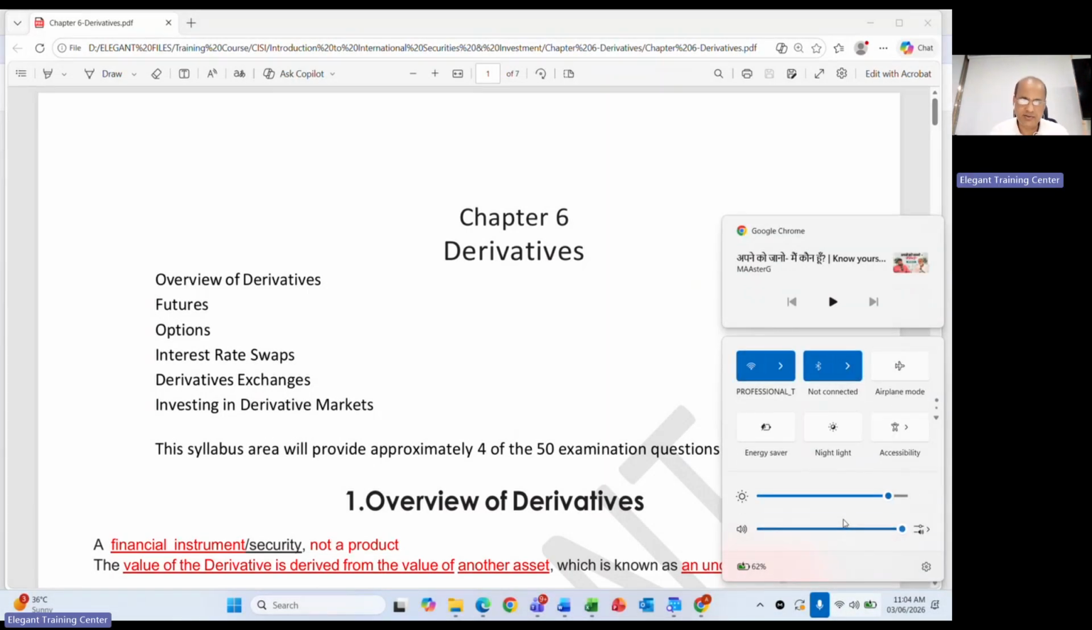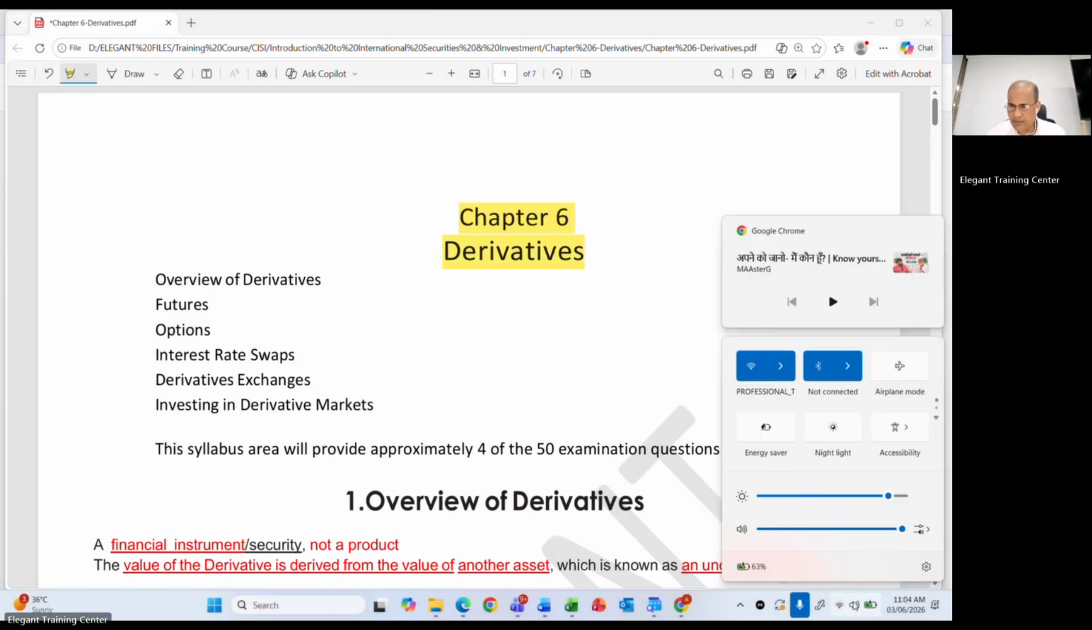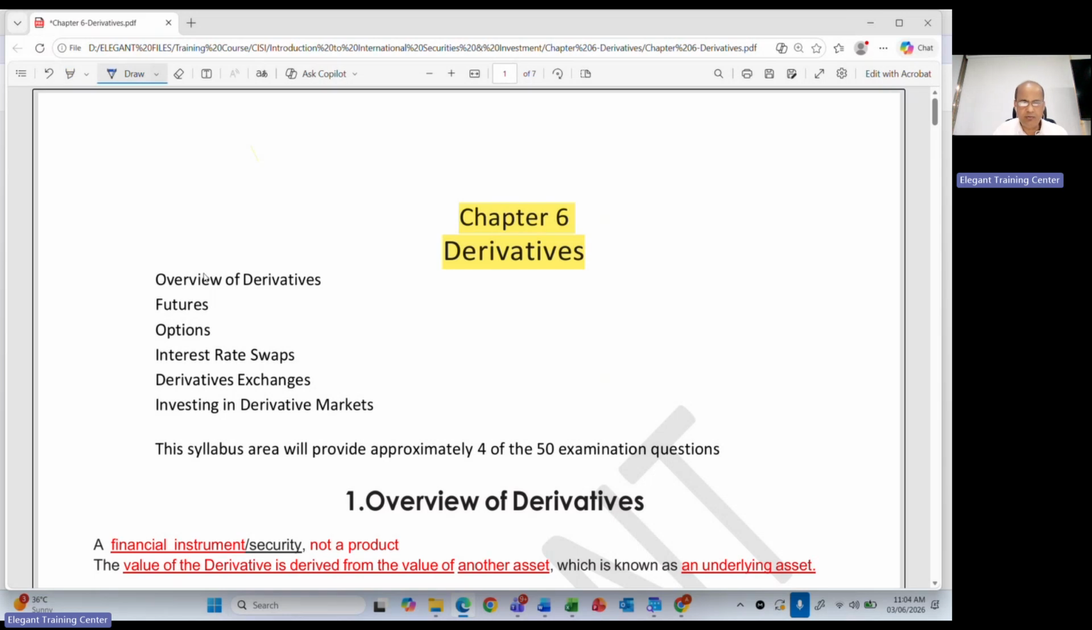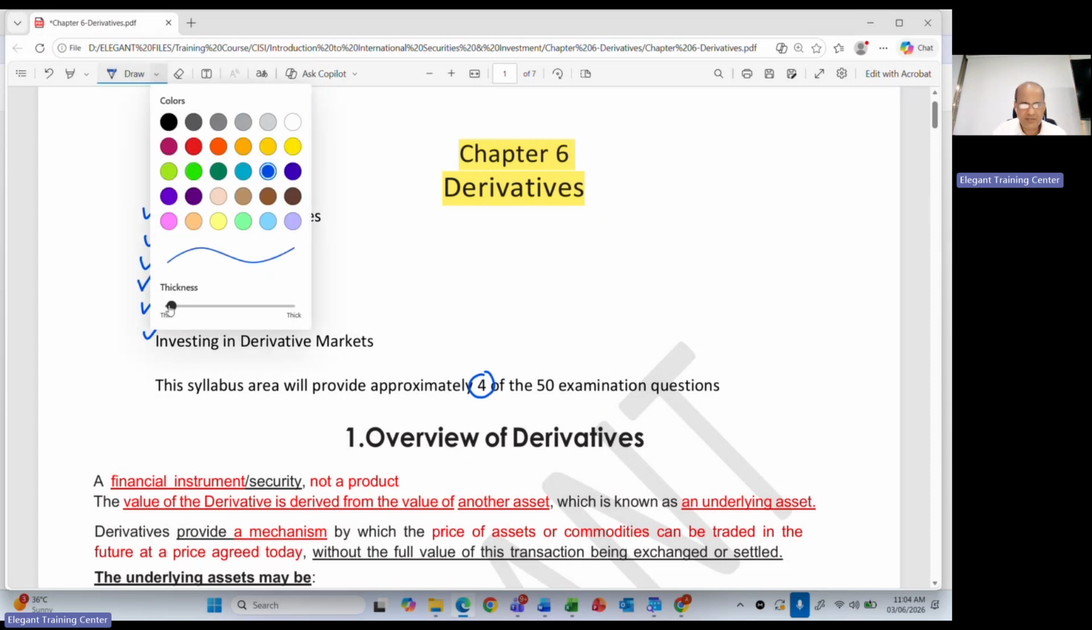We are in chapter 6, Introduction to Securities, level 1. And today we'll talk about chapter number 6, and chapter 6 talks about derivatives. In this chapter, we will cover overview of derivatives, futures, options, interest rate swaps, derivatives exchanges, and investing in derivative markets. And 4 questions from this chapter. Okay, let's start.